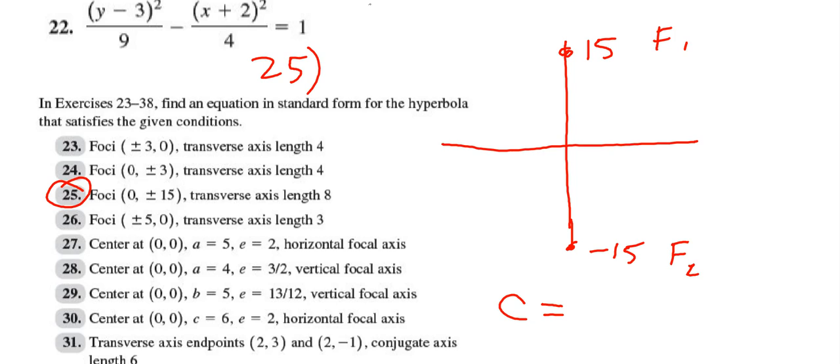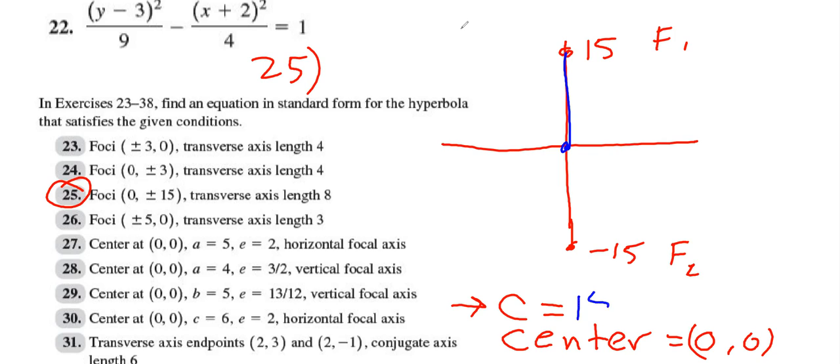What's your value of C? Or maybe I should ask, what's the center? 0, 0, halfway between the foci. What's the C value? 15, thank you very much. That's true. From the center all the way up to one of the foci is the value of C.